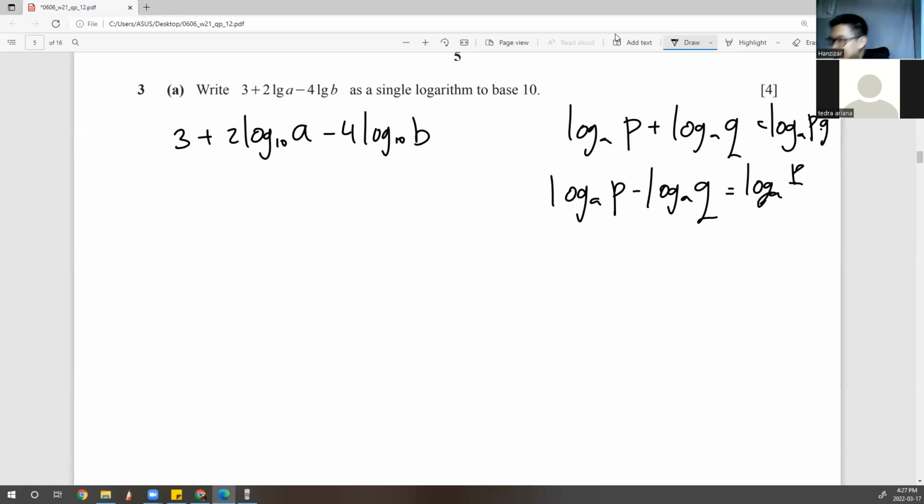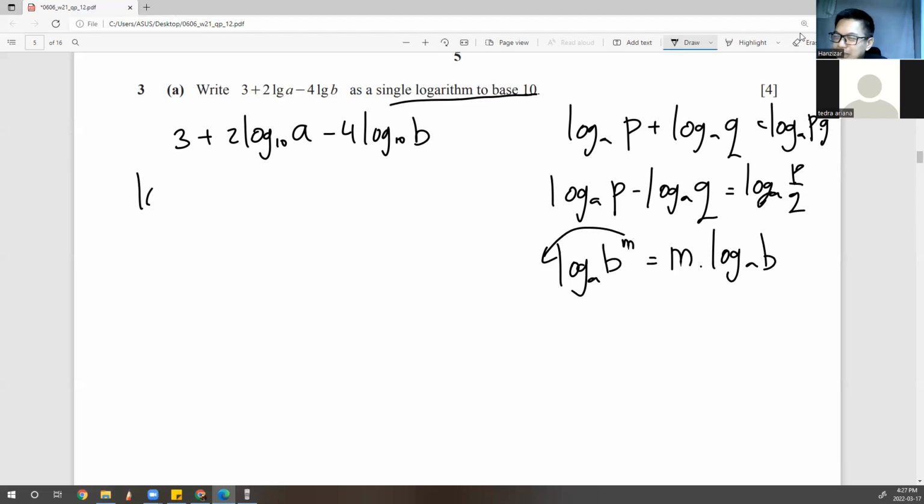And another, if I have log a of b power m, the m can go down to the left side, m times log a of b, right? Now, 3. It has to be a single logarithm. So log 10 of 1000, right? 10 cubed. Get it? So why? Because log a of a, this is the most basic part, is 1.